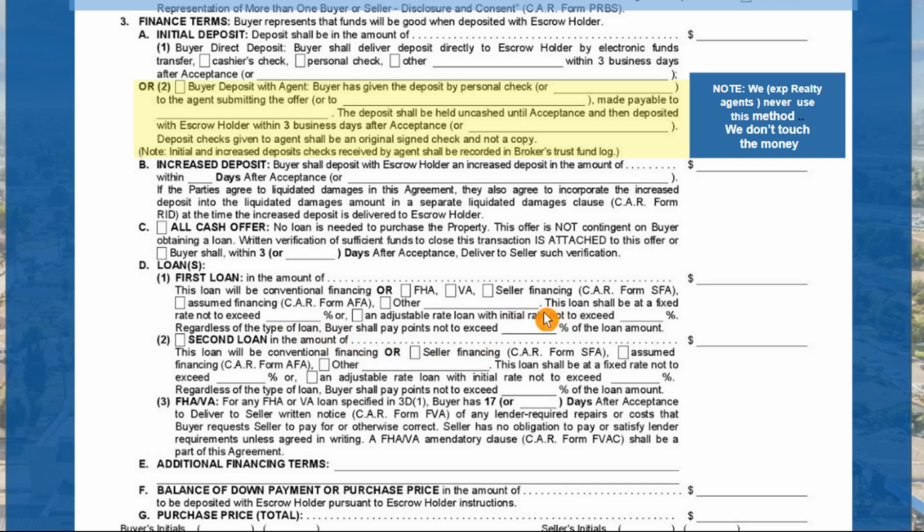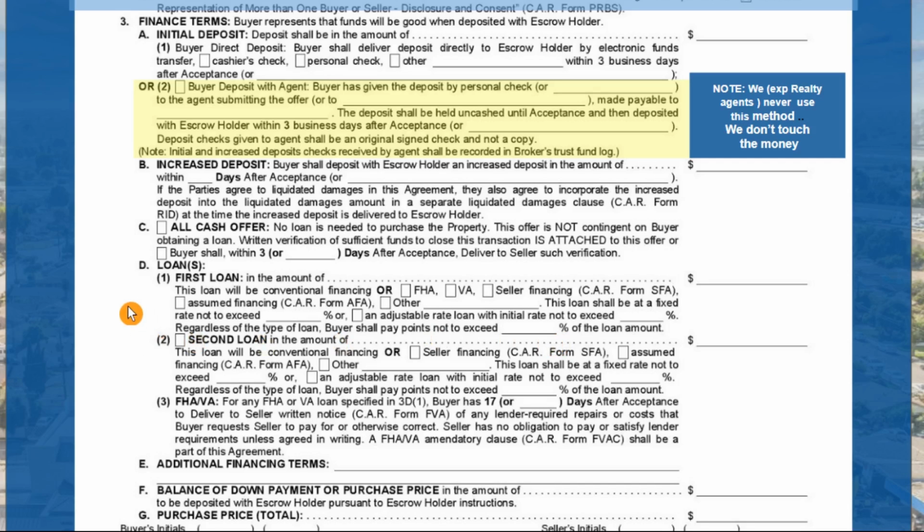But in the offer, you also have to state that it will be a fixed rate, if that's the case, not to exceed a certain percentage rate, or an adjustable rate loan with an initial rate not to exceed a certain percentage rate, and then also the number of points that will be paid for the financing.